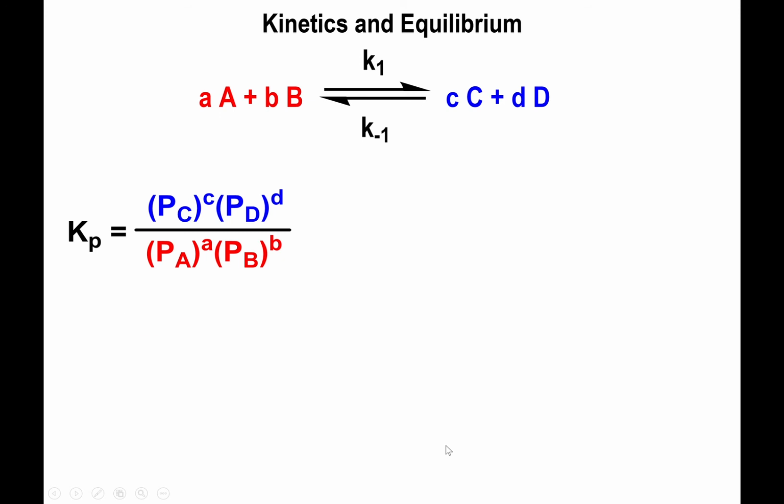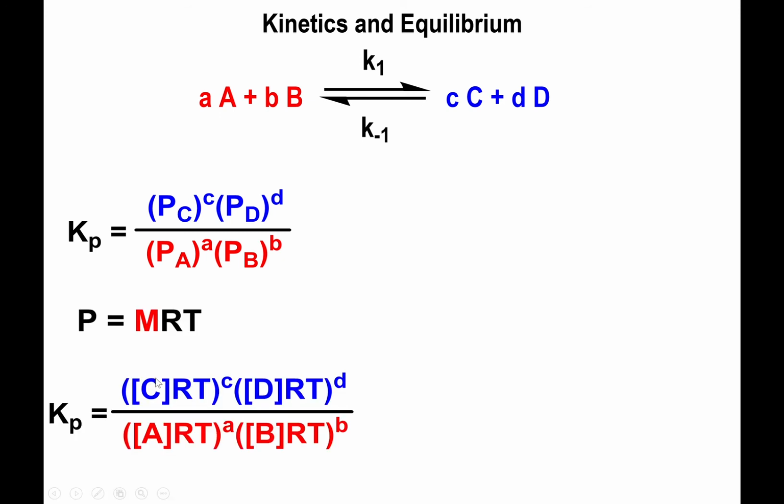So what that means is that the partial pressure of C is now going to be concentration of C times RT, all raised to the power of C. Partial pressure of D is going to be concentration of D times RT to the power of D. Partial pressure of A will be concentration of A times RT raised to the value of A. And partial pressure of B will be concentration of B times RT raised to the power of B. And what you can see right here is that in every single term you have RT, RT, RT, RT.